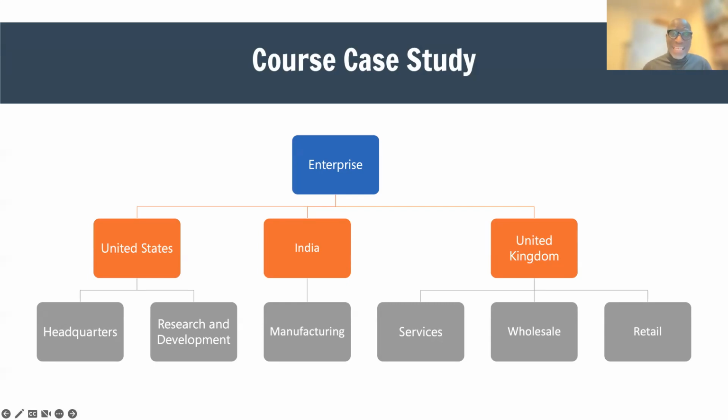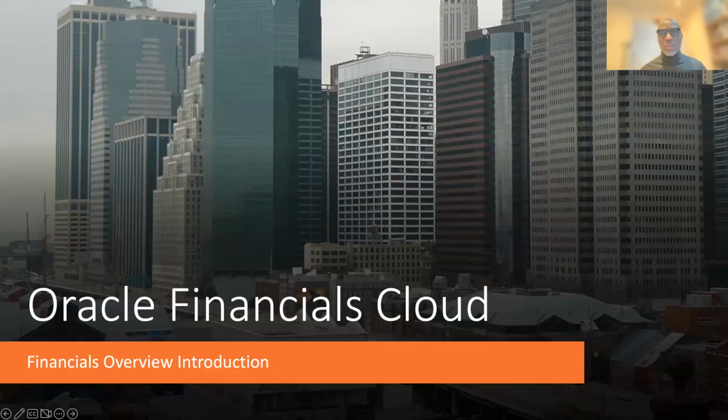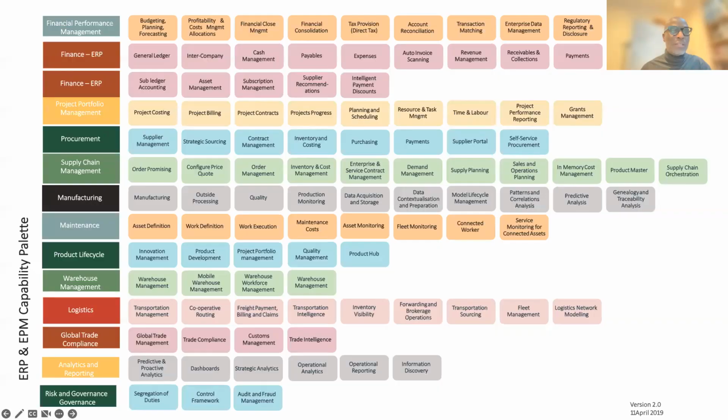Now, within Cloud, Financials Cloud, we're now going into a bit more detail in the financials overview. There are a lot of modules within the Oracle ERP Cloud environment. I've just got here a lot of the ERP and the EPM modules. And a module is an area within the application that deals with just a certain component, like general ledger, like procurement, like payables, like expenses. So all those are specific areas.